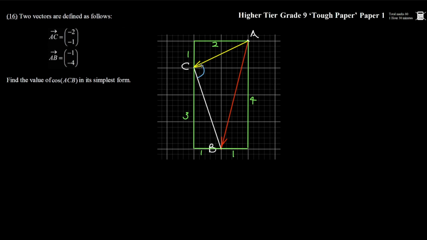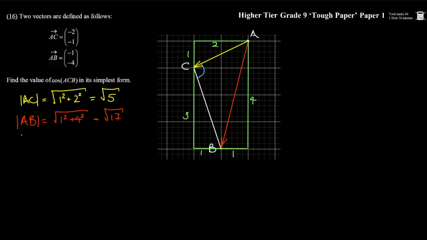Let's start with the yellow line here, a vertical of 1 and a horizontal of 2. So I can say that AC, the modulus of AC, the length of AC in other words, is the square root of 1 squared plus 2 squared, which is equal to the square root of 5. Now the red line, this one here, this is AB, is equal to the square root of, it's 4 and 1, so this is 1 squared again, plus 4 squared, which is the square root of 17.